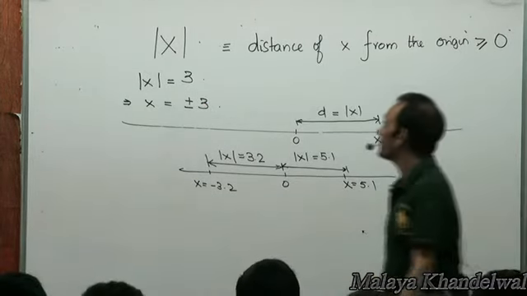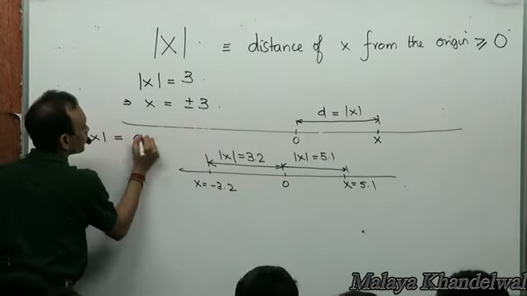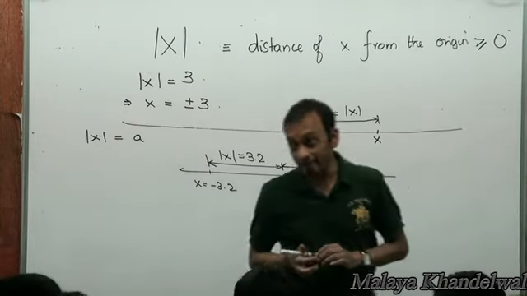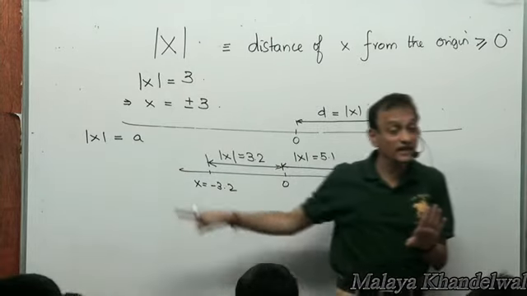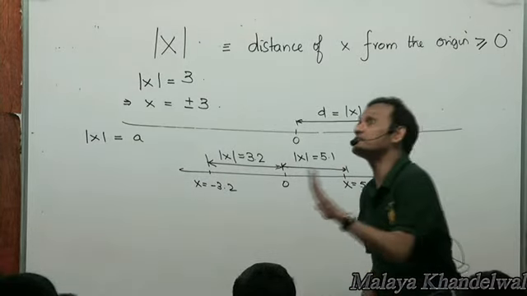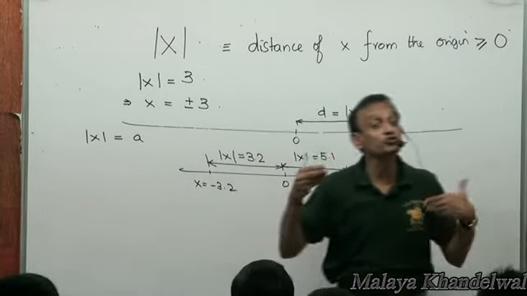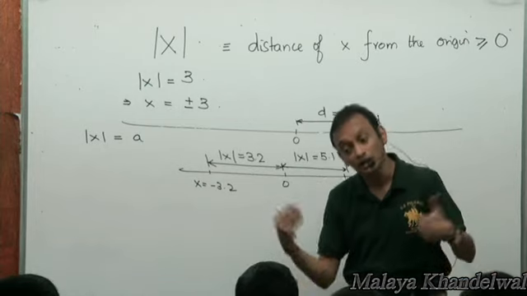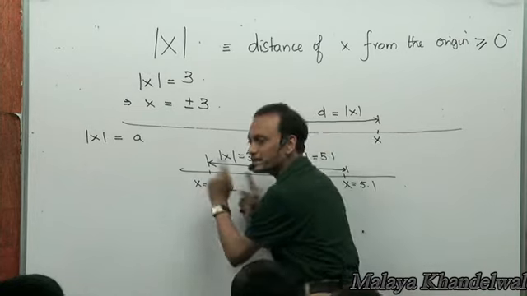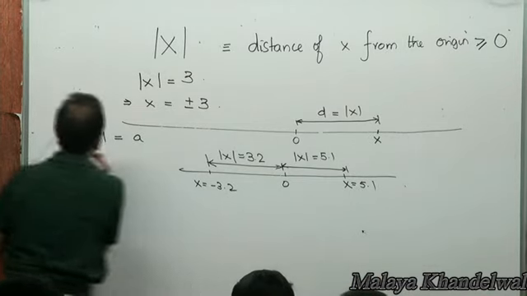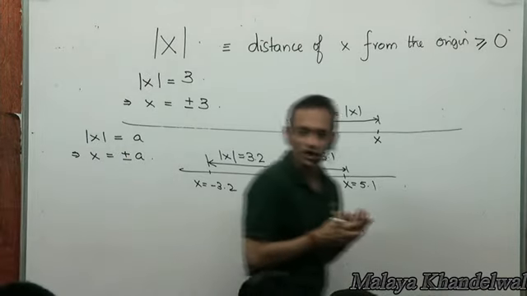Right? In a general sense, if I said mod x is a, where a is non-negative, because the output of this operation can never be a negative number. The moment I say mod x is a, it means distance of x from the origin is a, right? A is a non-negative number. Then what can you say about x? X will be plus a or minus a, because x equal to plus a is a units away from the origin, x equal to minus a is a units away from the origin, which would mean x could be plus a or minus a. Yes or no?